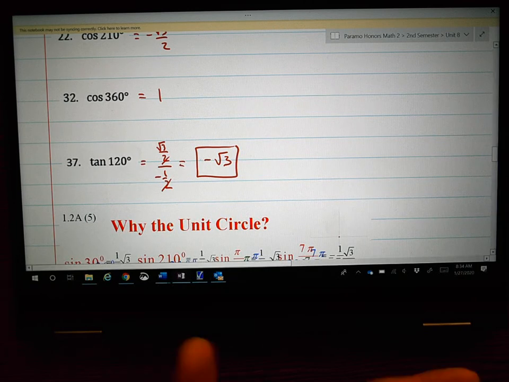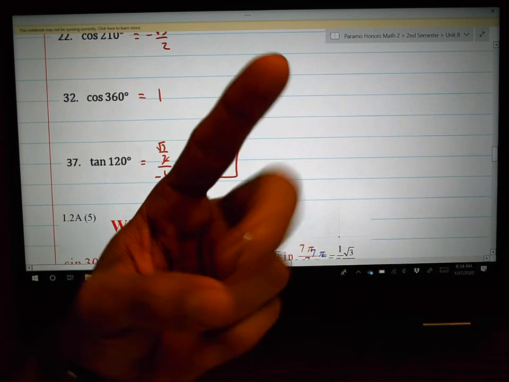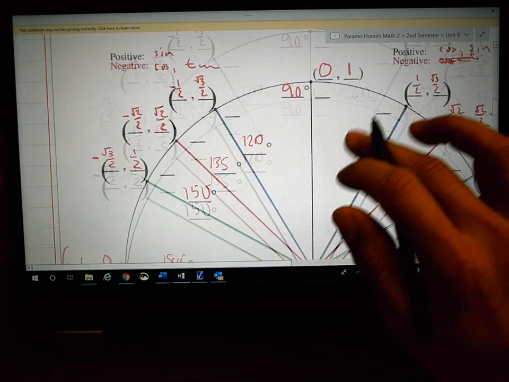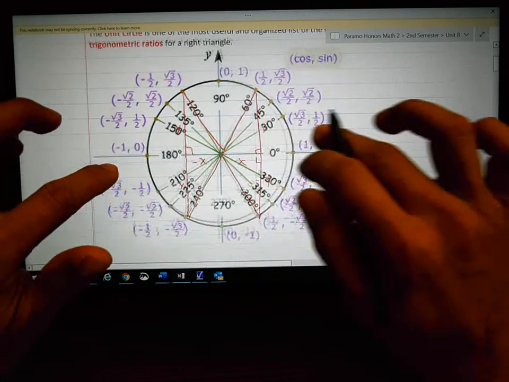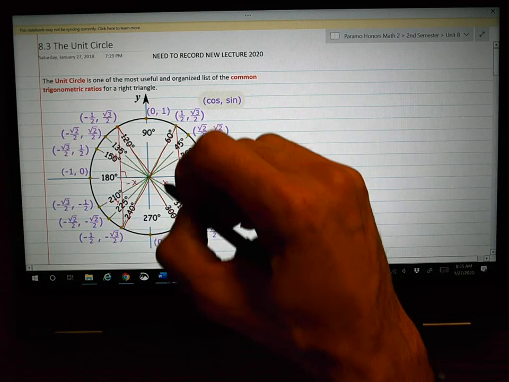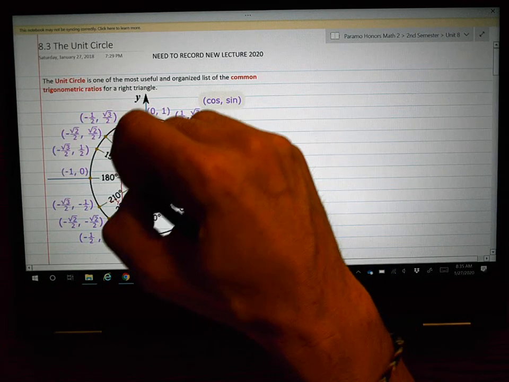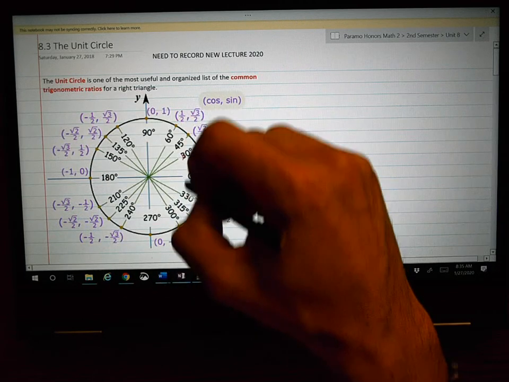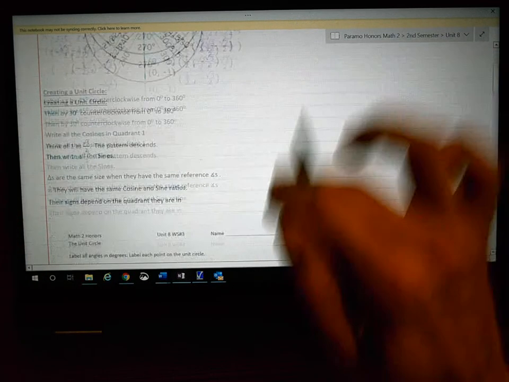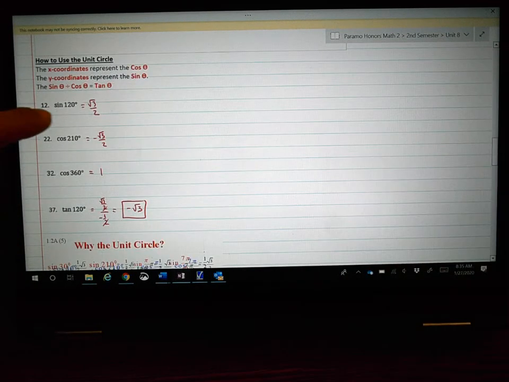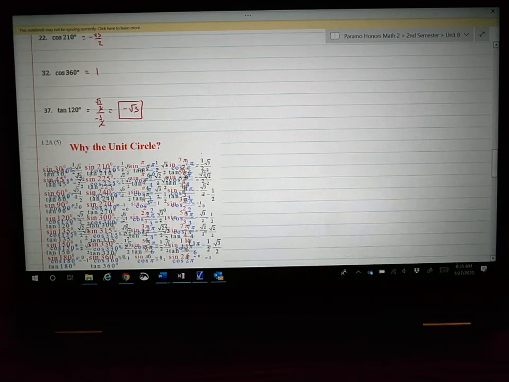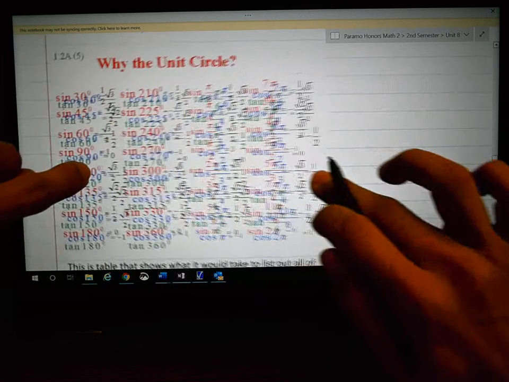So the last thing I want to say, first thing, you have to know how to create a unit circle. You have to know how to use the unit circle. Let me go back to that very, very beginning thing. I told you earlier that this is one of the most useful and organized lists of common ratios. Think about what this is telling you. Do you remember how we just did these problems and we found the sine of 120 is root 3 over 2 and the cosine of 210? Think about every single thing that we did.